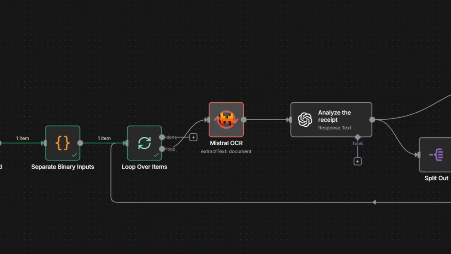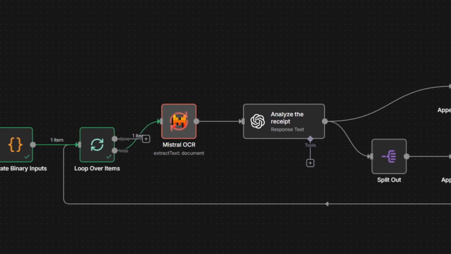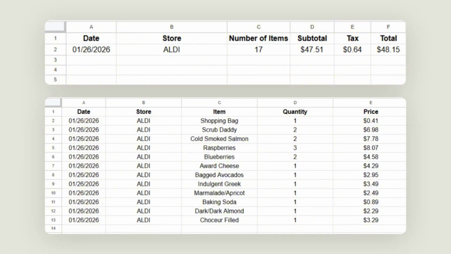In this video, I will teach you how to build an AI receipt scanner using n8n that can take any receipt and parse it into structured data, which can be uploaded to the database.